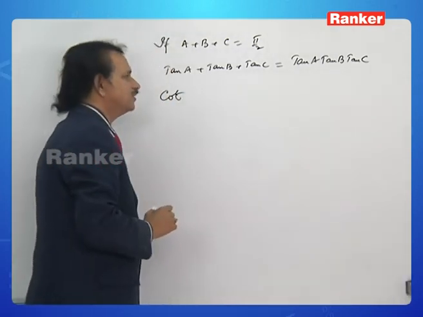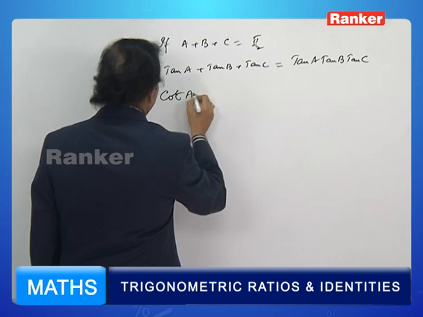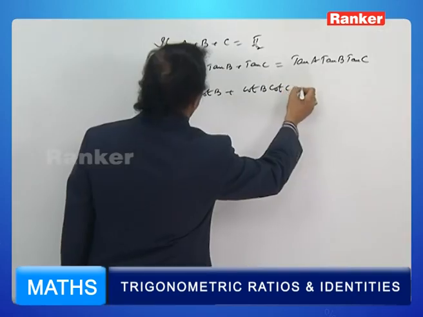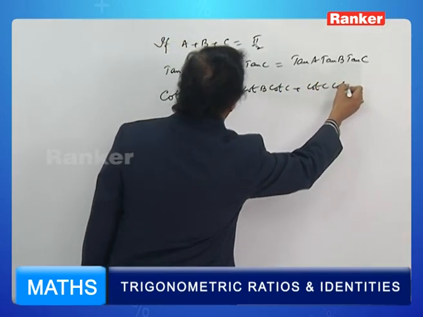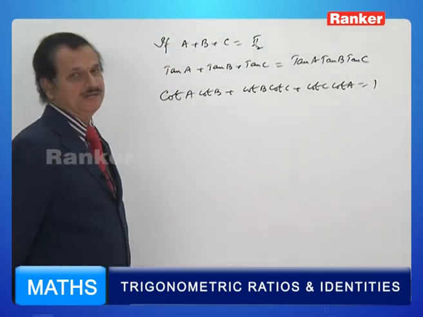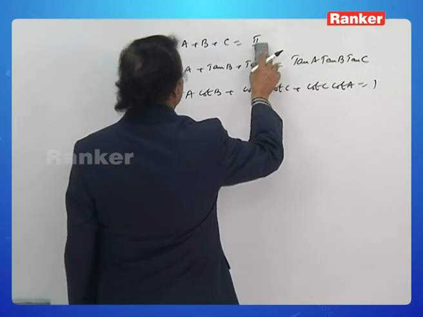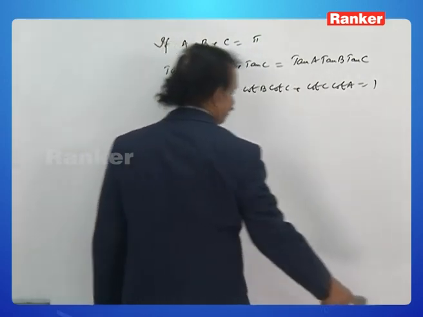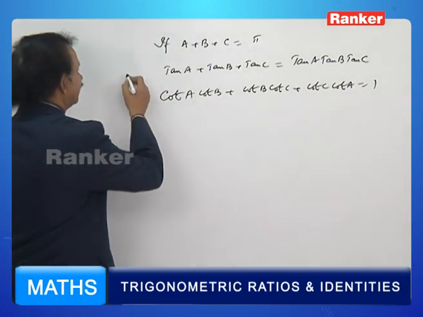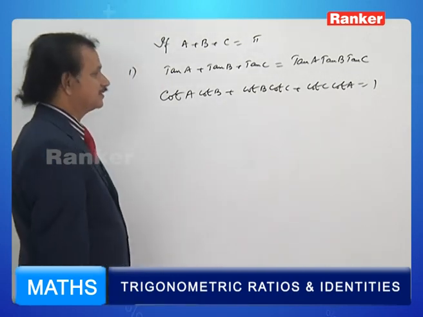Yes, tan a plus tan b plus tan c is equal to tan a tan b tan c, and cot a cot b plus cot b cot c plus cot c cot a is equal to 1. I'm sorry, it is pi, not pi by 2. Previously we had changed it, you know. No. With pi only we have to take it. If a plus b plus c is equal to pi, then tan a plus tan b plus tan c is equal to tan a tan b tan c, and cot a cot b plus cot b cot c plus cot c cot a is equal to 1.